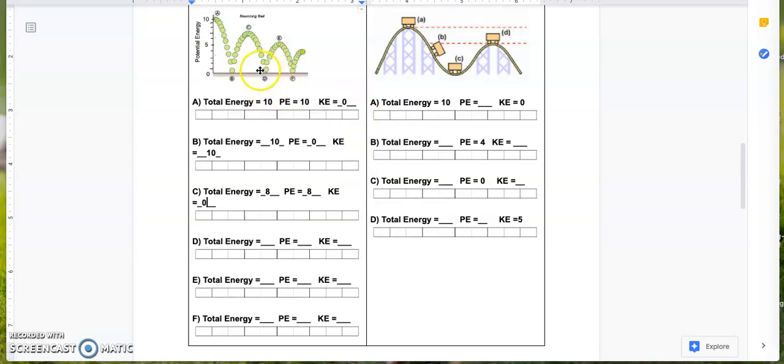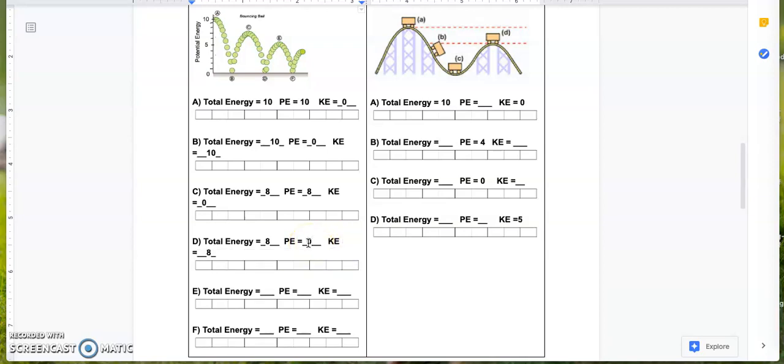Let's do D now. D, we're also going to give a total of 8 because it just came off of its 8 energy bounce at C. So if it's at the bottom of its bounce, no more height, press pause to fill in the potential number and the kinetic energy. All right, so all of it should be kinetic now, so none of it can be potential.